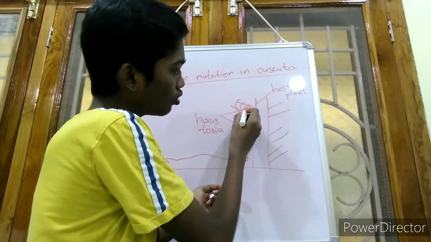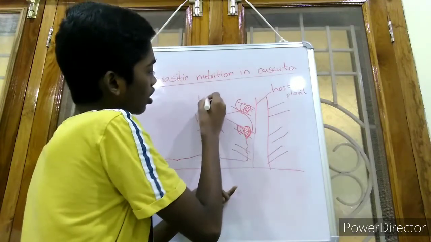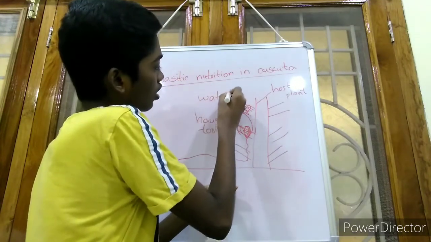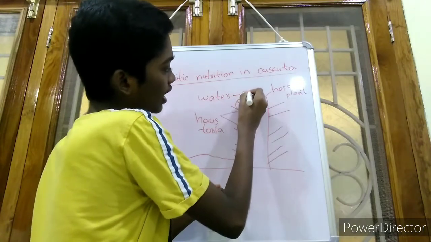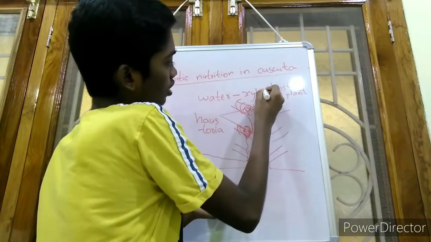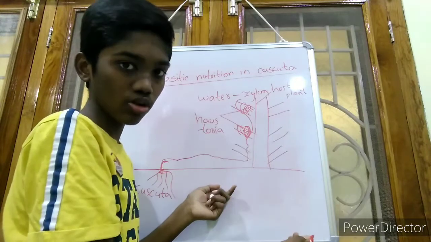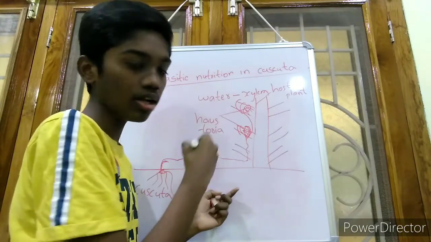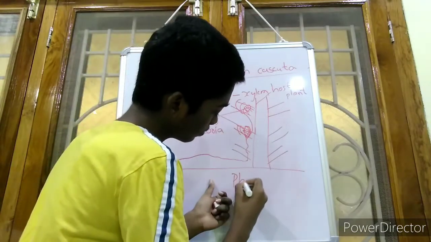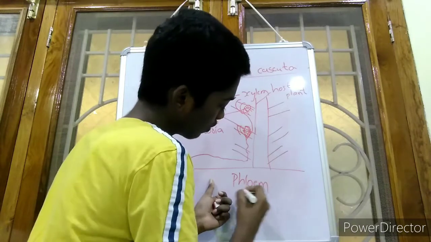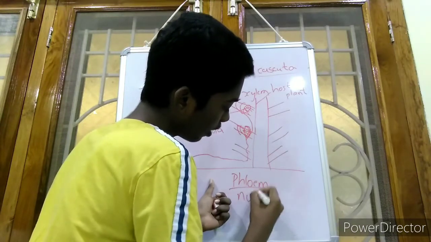Water is obtained through the haustoria by the host plant in the xylem, and nutrients are obtained by the host plant from the haustoria by the phloem. From the phloem, nutrients are obtained.